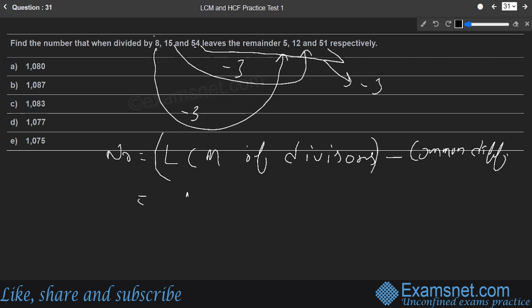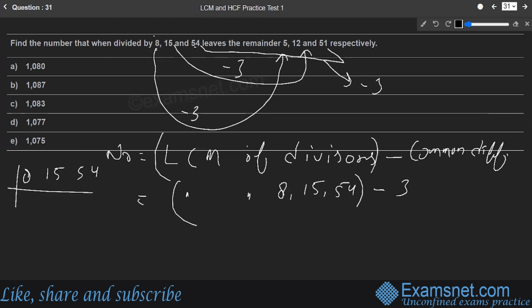So let us keep on writing that. LCM of the divisors 8, 15 and 54 minus the common difference. The common difference is 3. So we are supposed to find the LCM of 8, 15 and 54 first. Let us do it here. 8, 15 and 54. Let us try to cut these numbers. First of all, it can be cut by 2. So 2, 4, 8, 15 and 2 into 27. Again, we can cut it by 2. So 2, 2, 4, 15 as it is, 27 as it is. We can again cut it by 2. So 1, 15 and 27 remain.